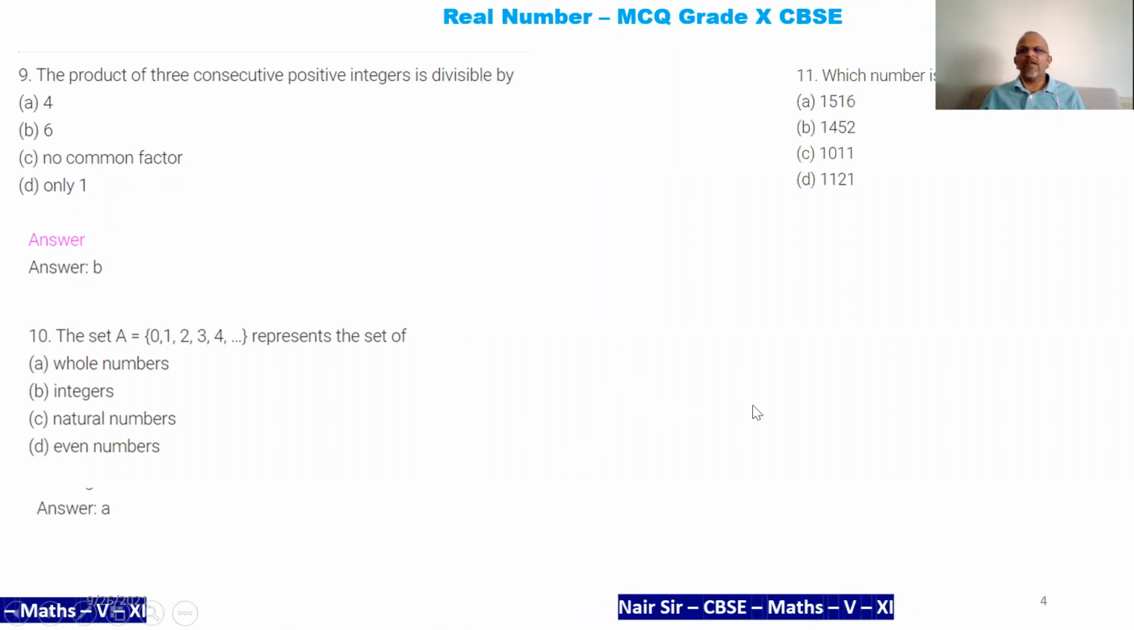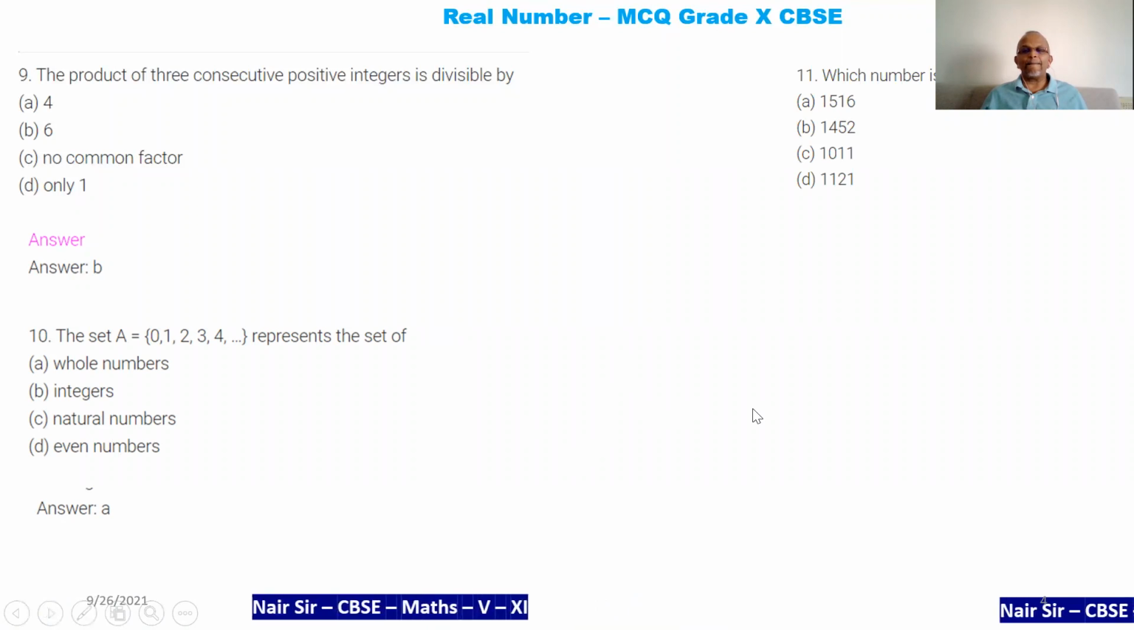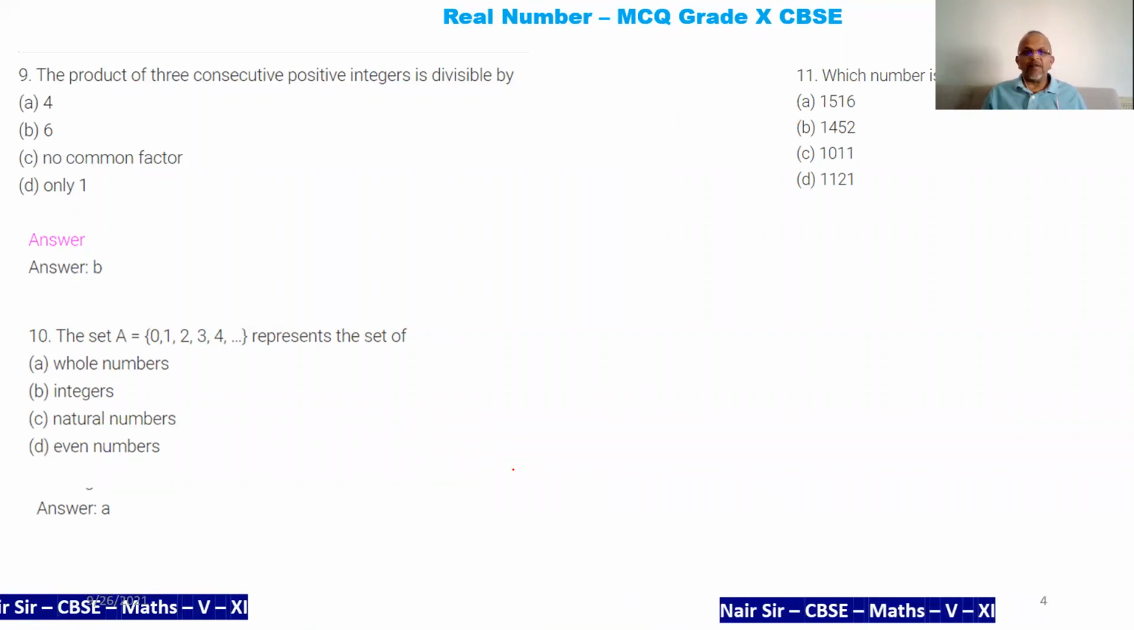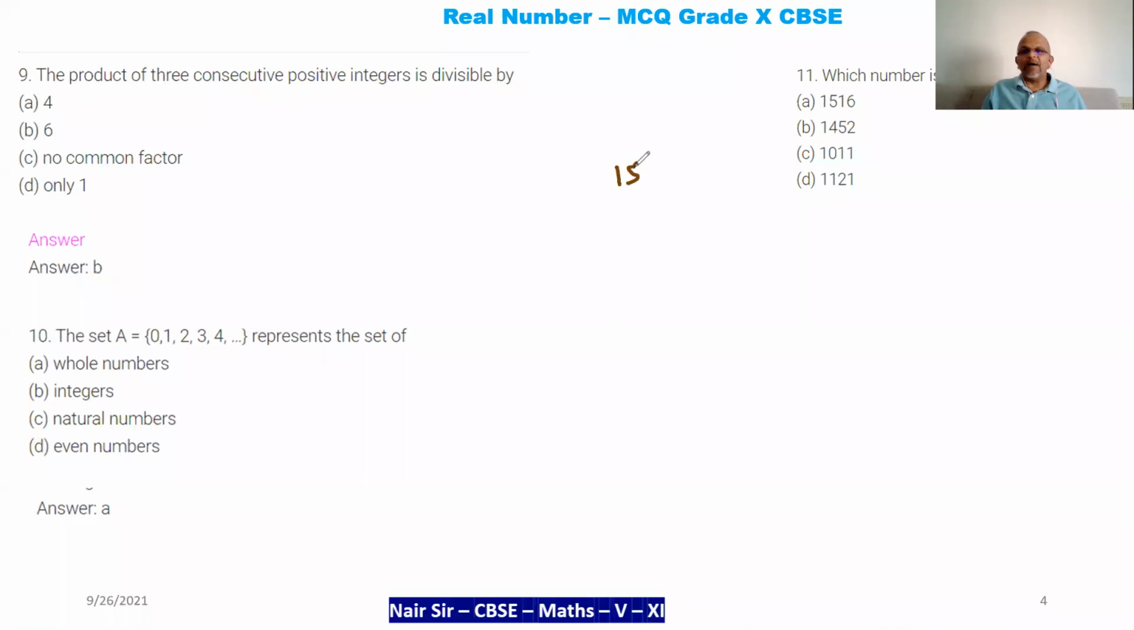Then comes, which number is divisible by 11? What is the rule for divisibility of 11? Okay, the divisibility rule is, I will write this number and subtract the last digit. Let me see what this number comes to. This number comes as 144. Okay, 145 minus 2, I get 143. 101 minus 1 is 100. 112 minus 1 is 111.